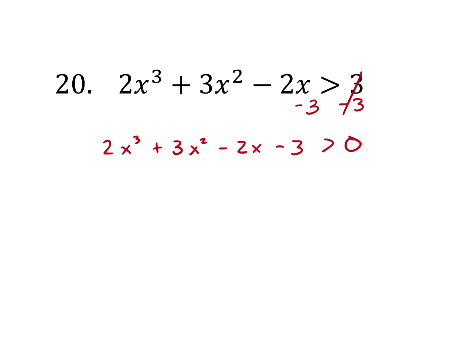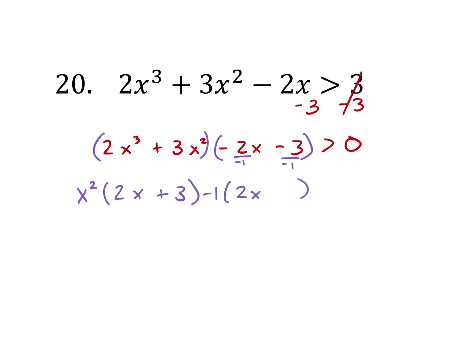How do I factor with 4 terms? Grouping. Group the first 2, group the second 2. What's the GCF for my first group? X squared. So I'm going to take out an x squared, and I'm left with 2x plus 3. What's the GCF for my second group? Negative 1, perfect. We need the inside parentheses to be the same, so I have to flip the signs. We take out a negative 1, it turns to 2x plus 3.